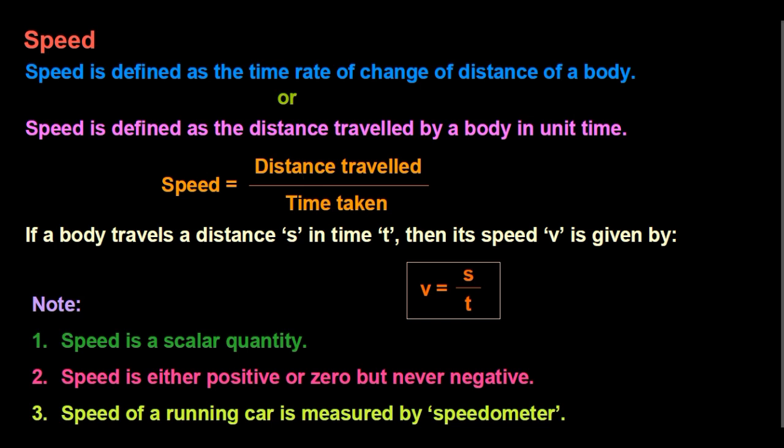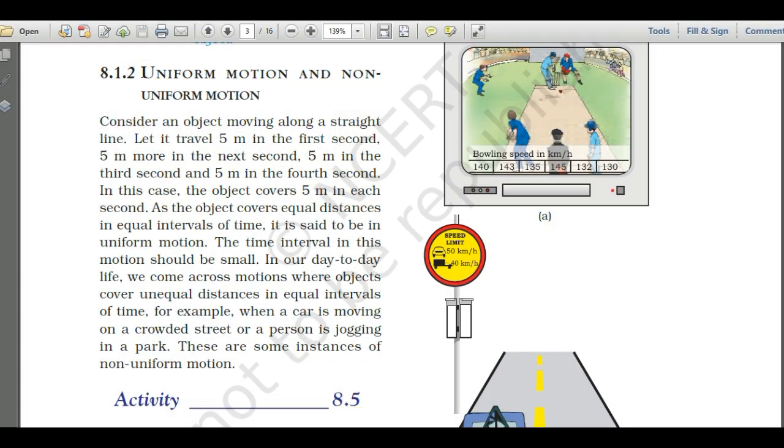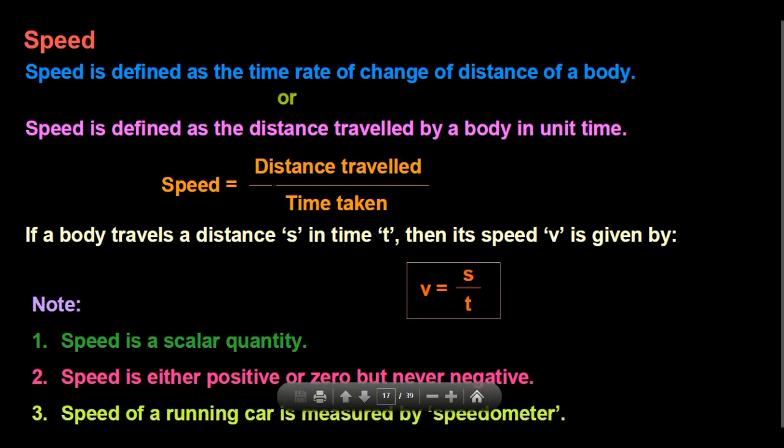Now what is speed? In our NCERT, there is one topic written there: uniform motion and non-uniform motion. So how do we measure whether a motion is uniform or non-uniform? We will come back to this topic, but let us first understand the meaning of speed. Speed will just tell you how much a particular object, for example a car, boy, or girl, has walked in a particular time.